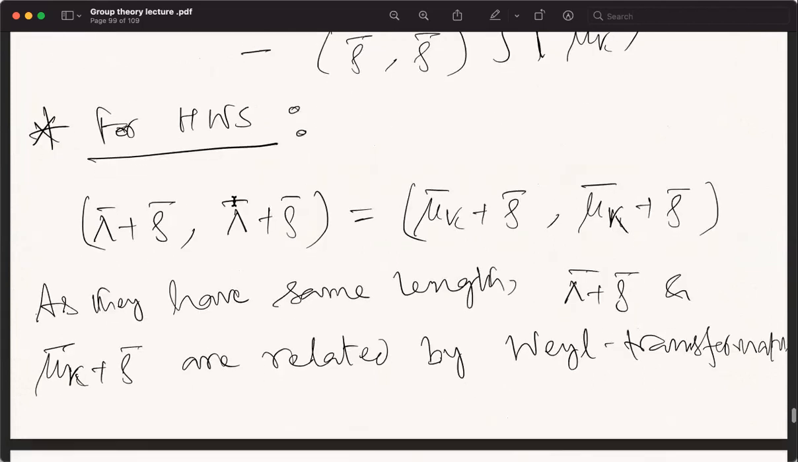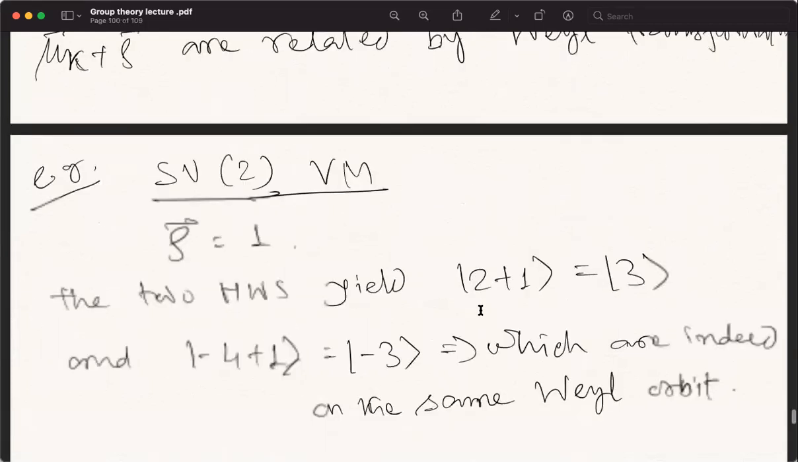Now for the highest state, the inner product of lambda plus rho is the same as that of mu k plus rho, right? So as they have the same length, this lambda plus rho and mu k plus rho are related by a Weyl transformation, because the Weyl transformation preserves the length.